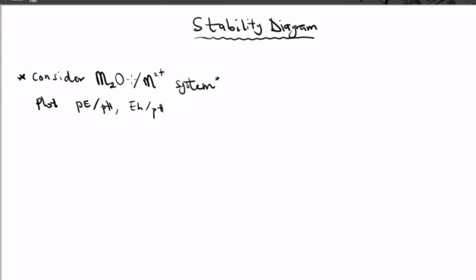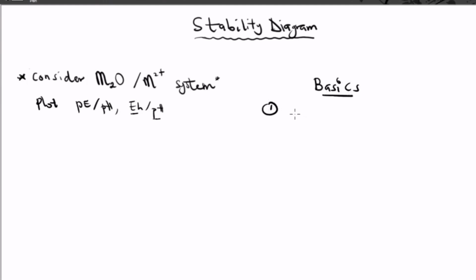Consider the M2O/M2+ system. You should plot the PE against the pH, and also plot EH against the pH. We're doing that to enable us to construct the stability diagram. Let's go on. First, we need to know some basics before we start this.